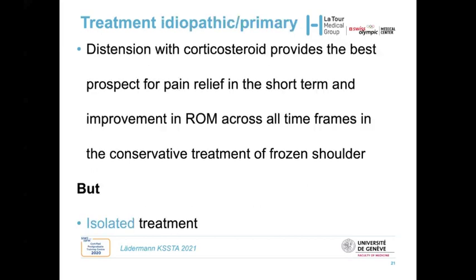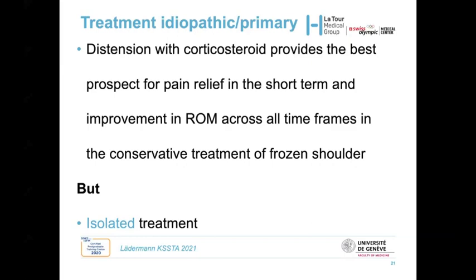So we didn't even look at this. And the result of our meta-analysis shows that distension with corticosteroid provides the best prospect for pain relief in the short term and improvement in range of motion across all time frames in the conservative treatment of frozen shoulders. So arthro-distension with corticosteroid is probably the best isolated treatment.